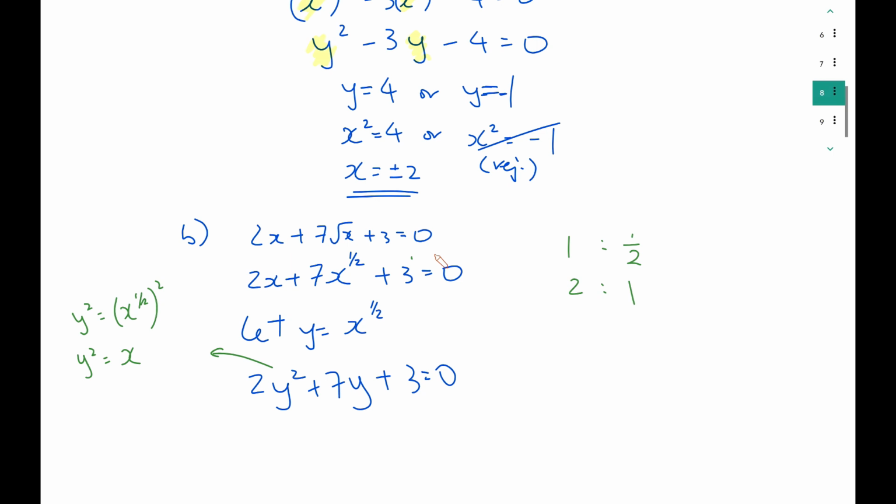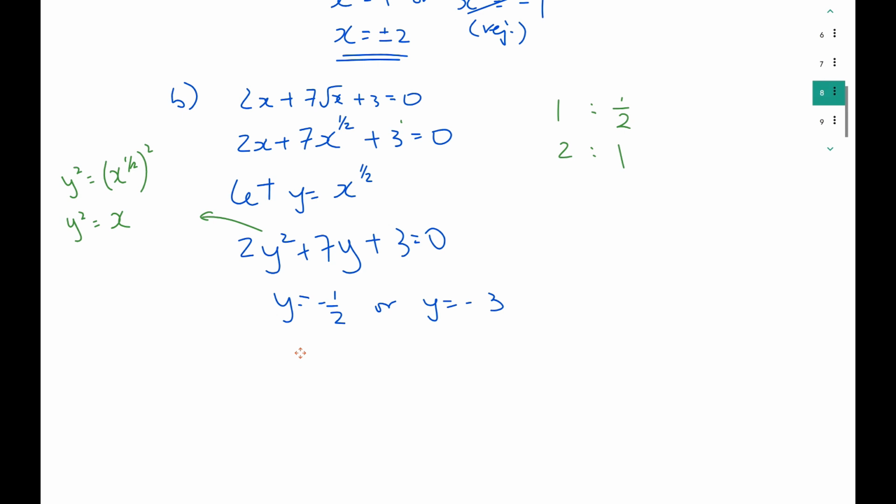Then we can use a calculator or anything that you like. You can just solve it. Once you solve it, you should get y equals minus a half or y equals minus 3. So y was x to the power of a half. So let me rewrite the answer, replacing y with x to the power of a half.